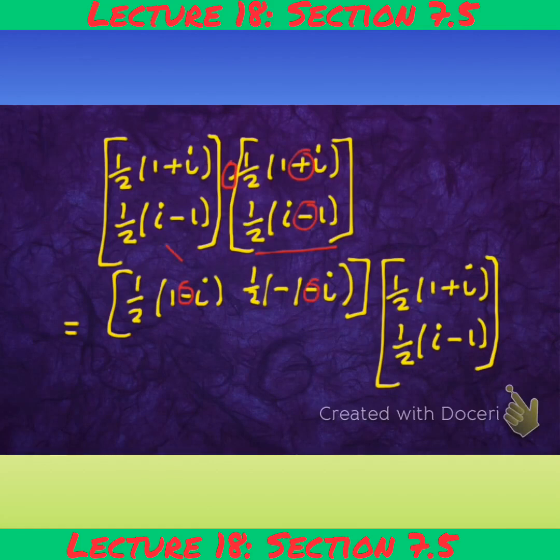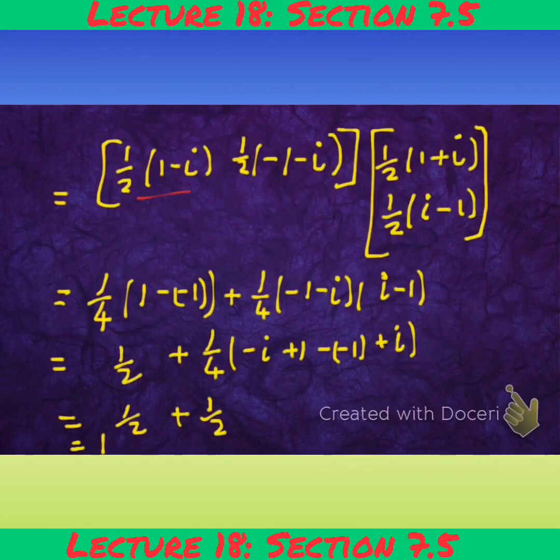Okay, and we dot it with that. Right, so that is that term multiplied by that term, which is that term, plus that term multiplied by that term, which is that term there. And then simplifying everything, we get again 1.